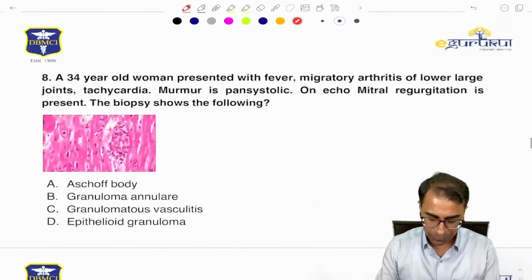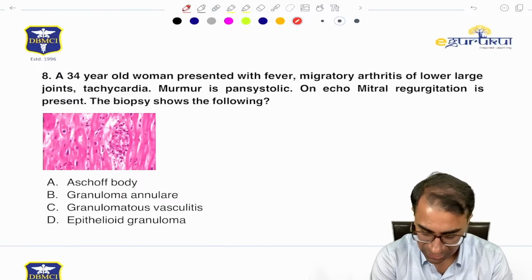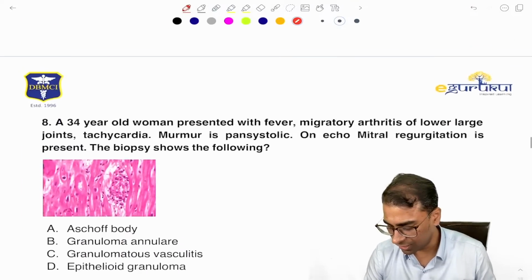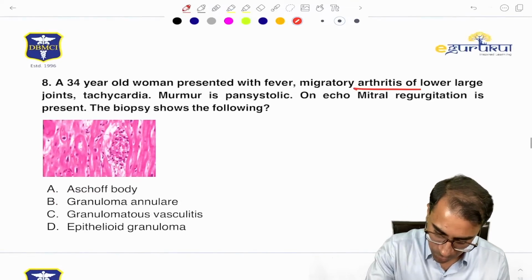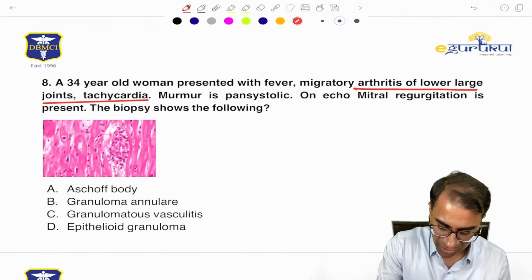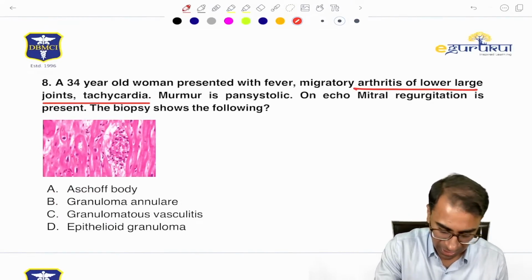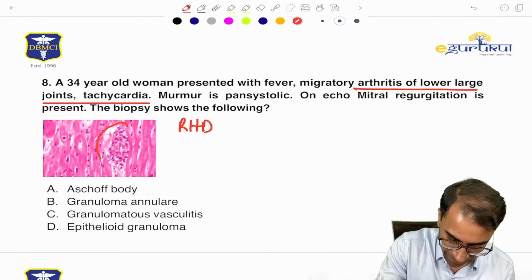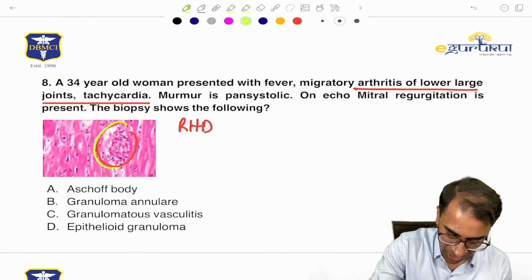Okay, let's go. Now a 34-year-old patient presents with fever and migratory polyarthritis of lower large joints and tachycardia. Murmur is pansystolic. What will you make of it? Rheumatic heart disease. This whole thing is rheumatic heart disease.